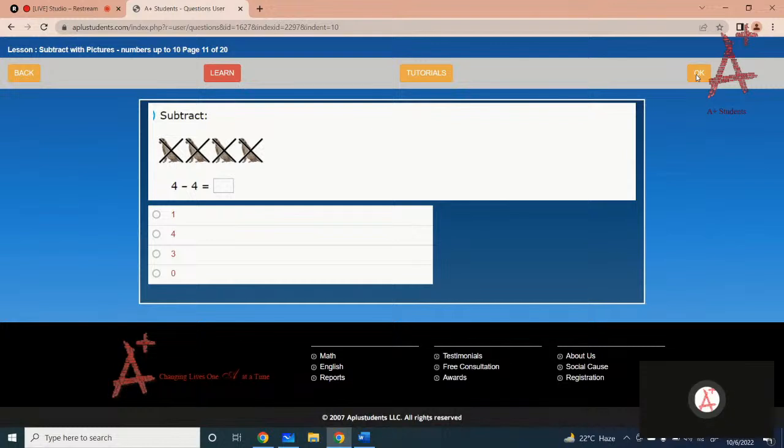Okay, now you have 4 of the penguins. So all of them are crossed out. So that means 4 subtract 4 is, when you start with 4 and take away 4, how many of them are you left with? 4 take away 4 is 0. Very good. Yes, it is 0, Buffer. Very good.